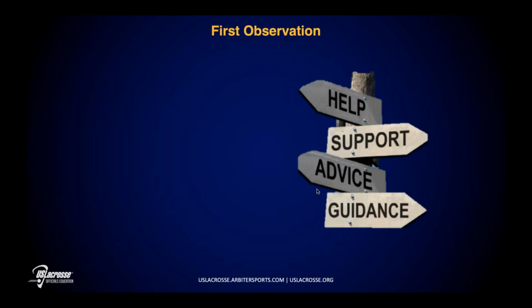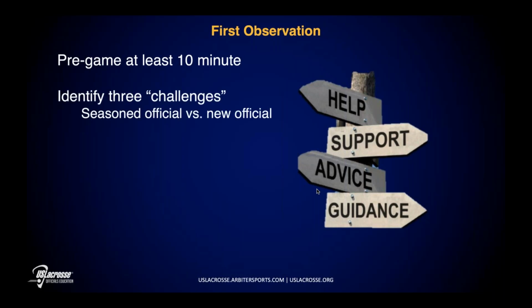For the first observation, we want to make sure we have communicated with them at least prior to 10 minutes before the game, because we don't want to have a long discussion. We do want to reach out to them. This can be done with a phone call sometime before the game. We want to identify 3 challenges while we are observing them to keep them focused on.